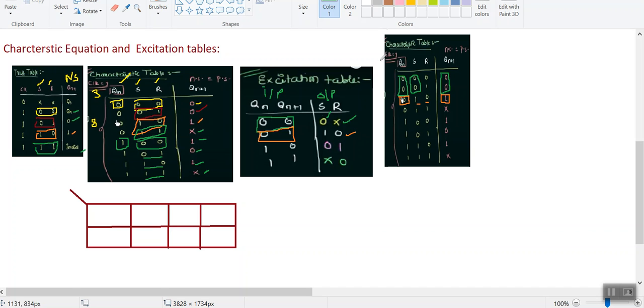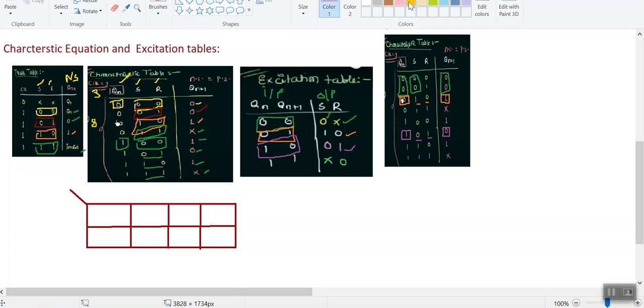In the next case, my Qn is equal to 1 and Qn plus 1 is equal to 0. So here we have only one case. Qn plus 1 is 0 here, and Qn is equal to 1. In this particular condition, again I have the direct values. S is 0 and R is 1. Therefore I represented S is 0 and R is 1.